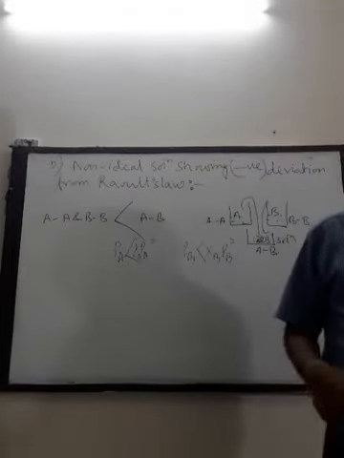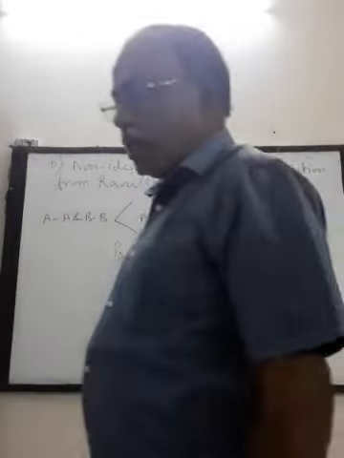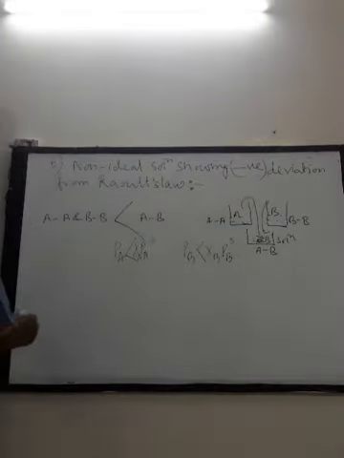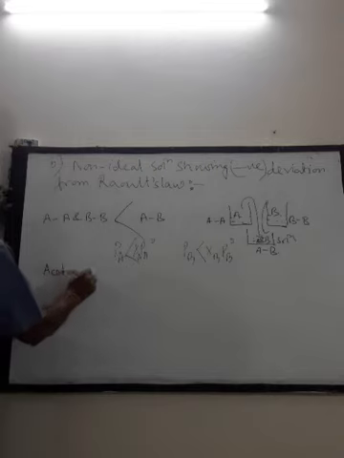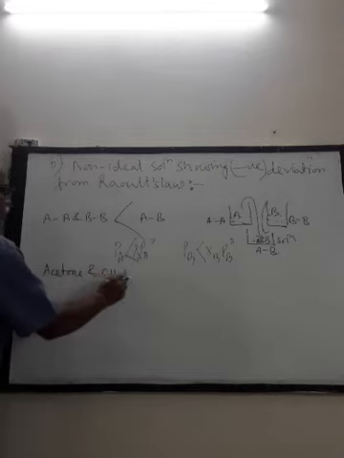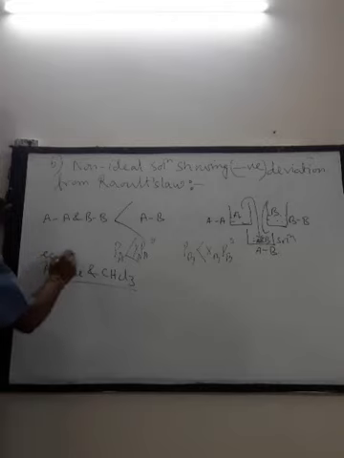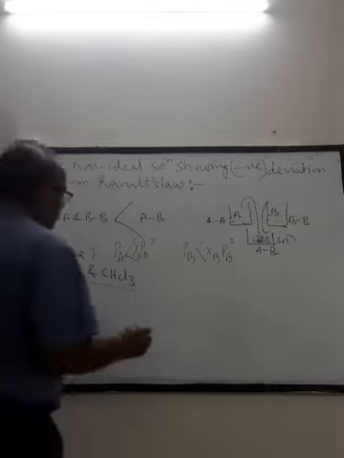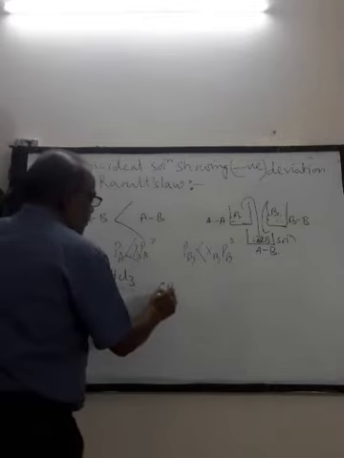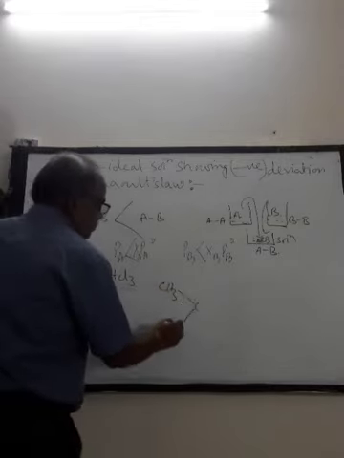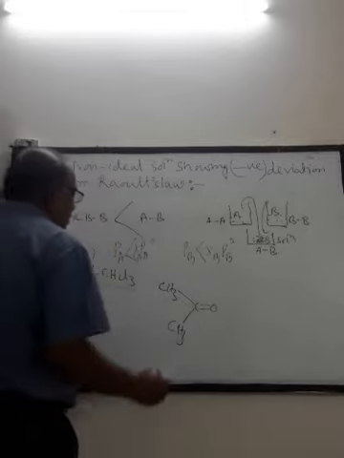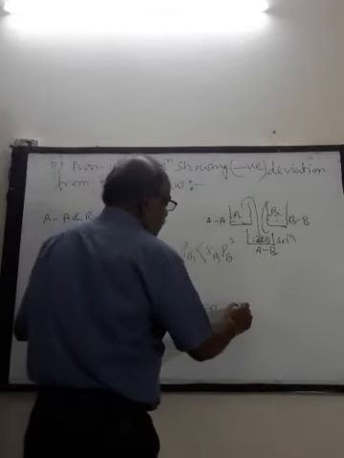So to explain this, let us consider an example of acetone and chloroform. An excellent example of negative deviation. Now, this is the structure of acetone and this is the structure of chloroform.